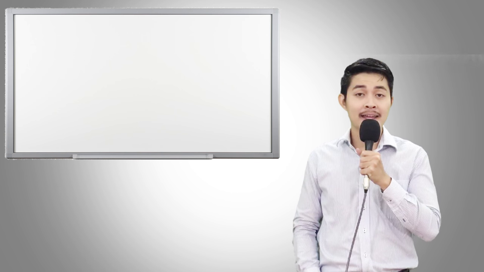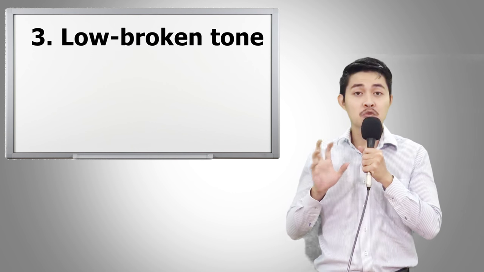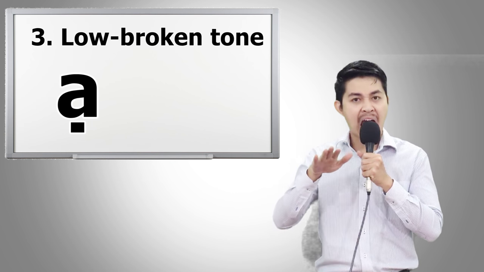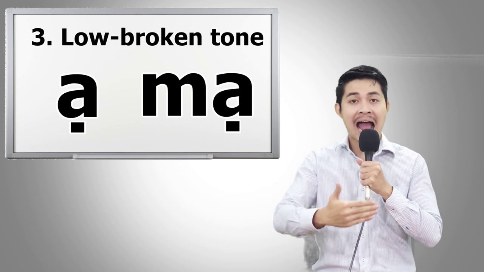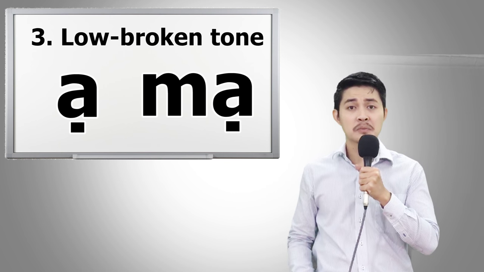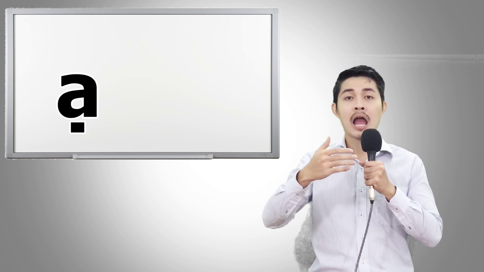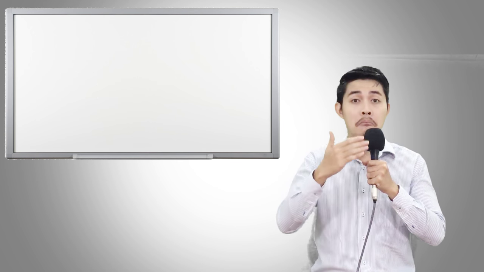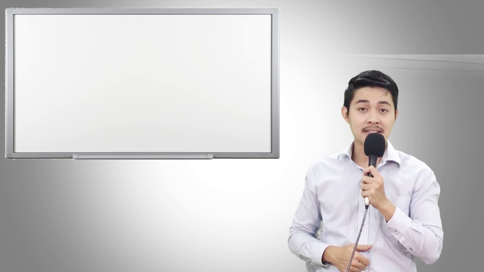The third tone we're gonna learn today is low broken tone. In this tone, you have to try to lower your voice as much as possible. For example, mả. See, lower your voice as much as possible. Now let's repeat after me. Mả. Mả. Good. Now, let's practice in phrase.